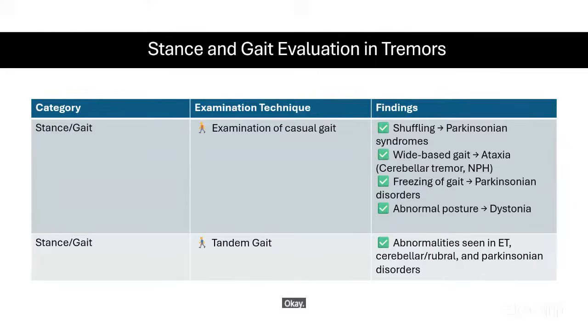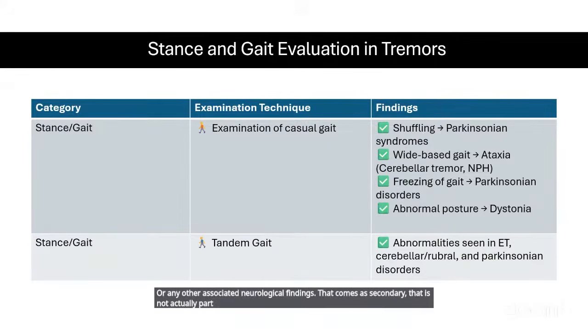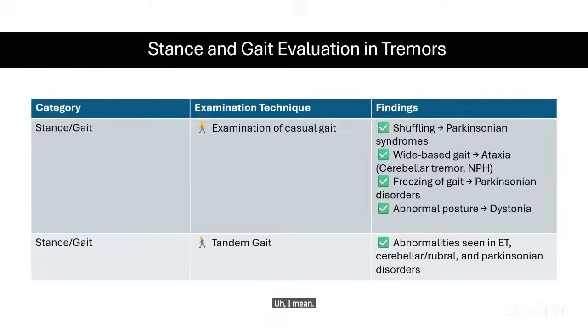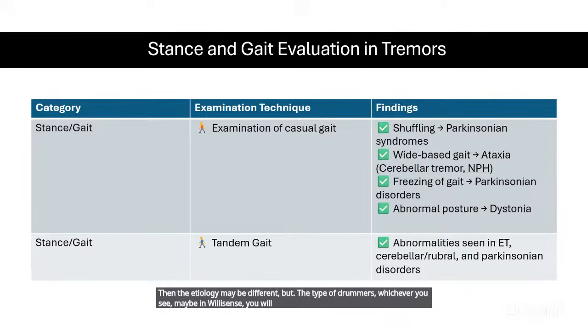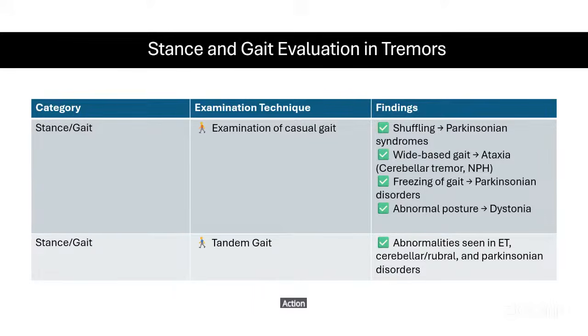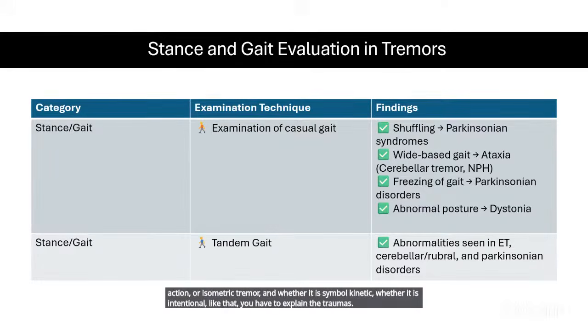And then you look for any other associated movements or any other associated neurological findings. That comes as secondary. That is not actually part of the evaluation of isolated tremors. It comes with associated things like associated Parkinsonian features, associated other movements. Then the etiology may be different. But whichever tremor you see, maybe in Wilson's you will see associated dystonias, associated chorea, associated Parkinsonism. But when you are explaining the tremor, you tell whether it is rest, postural, action, or isometric tremor, and whether it is simple kinetic or intentional. That is how you have to explain the tremors.